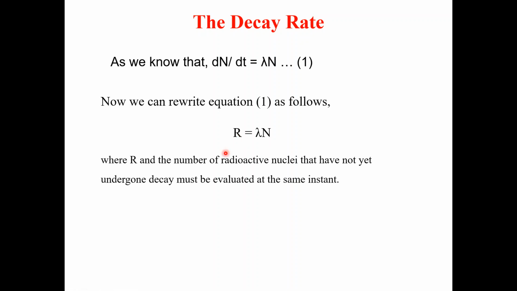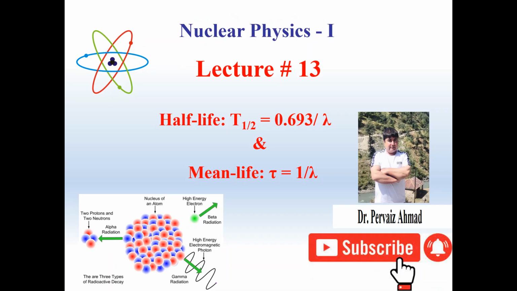Here R and the number of radioactive nuclei that have not yet undergone decay must be evaluated at the same instant. So this is a simpler relation for the decay rate. The decay rate is equal to the decay constant times the number of nuclei that we have at any instant of time t. So that's all we have for this lecture on the decay constant.